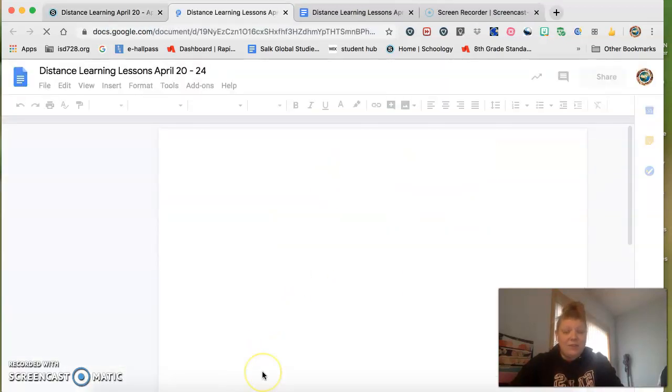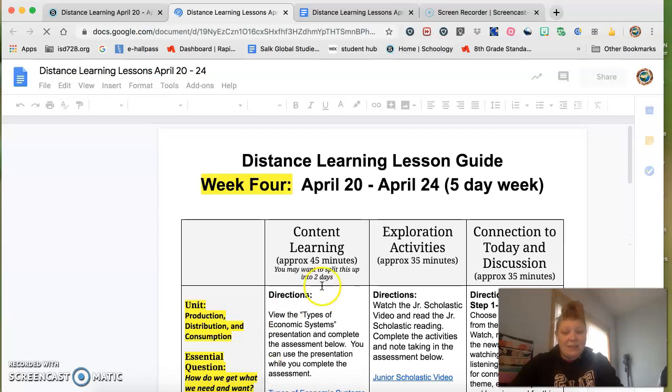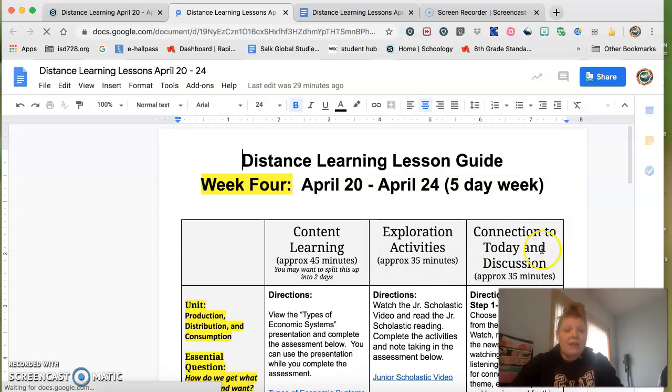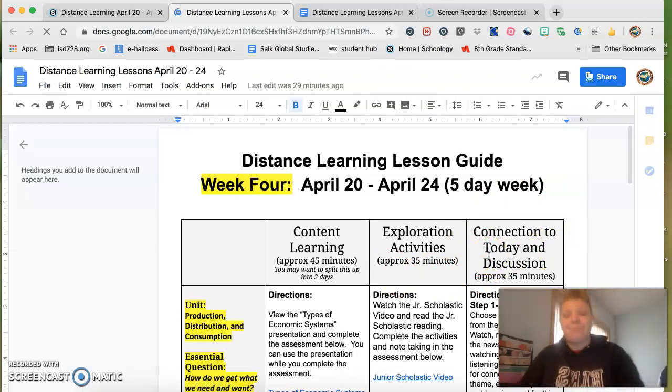We have 3 parts of the unit this week because it is a 5-day week. We have the content learning piece, we have the exploration piece, and then we have that connection to today or discussion or news or whatever you would like to call it.